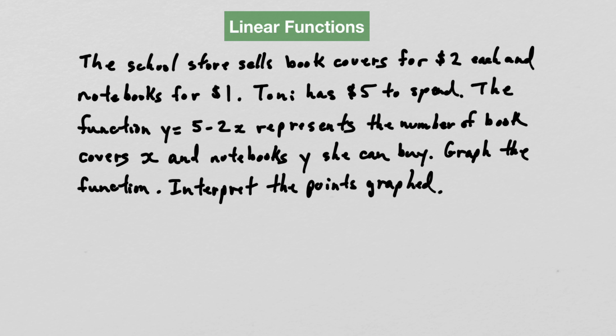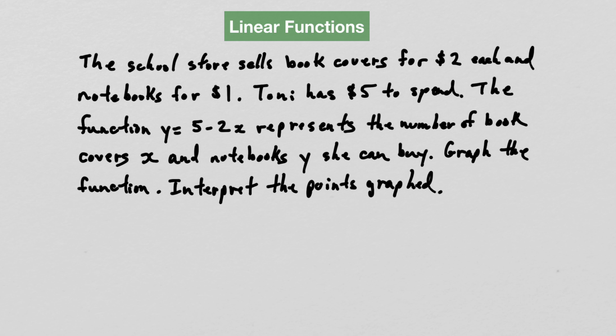Okay, so in this problem, let's read this together. The school store sells book covers for $2 each and notebooks for $1. Tony has $5 to spend. The function y equals 5 minus 2x represents the number of book covers, x, and notebooks, y, she can buy. Graph the function, interpret the points graphed. Okay, so a lot of information, a lot is going on here.